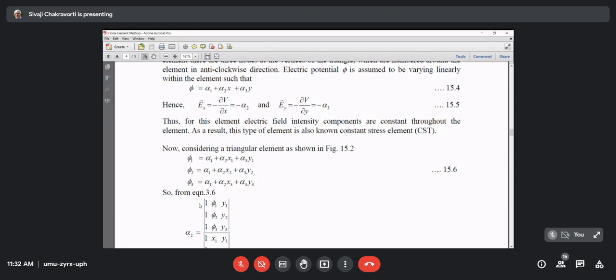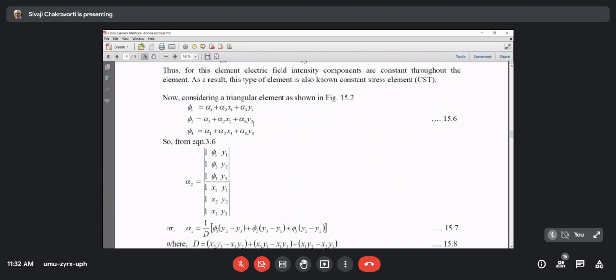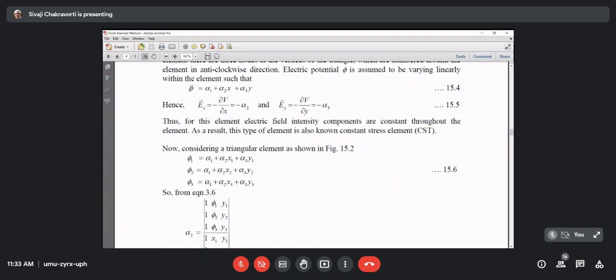So these three node potentials together form equation 15.6, and these three node potentials are very important for us because we are going to develop the equation based on these three. Because as I said, our solutions will come only at the nodes. For the rest of the points we will do the linear interpolation. So our target is now how do I get the coefficient alpha 2. Why am I interested in alpha 2? Because of equation 15.5.